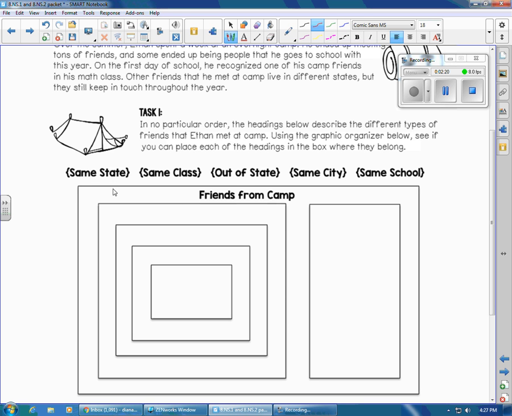So it goes from being very general, all the friends that he met at camp, the most general you could be. And then the state would be the next most specific. So were they from the same state or from out of state? Out of state would mean like a different state. So let's do, that would be the next most specific category. So let's say same state. And this would be our different state or out of state.